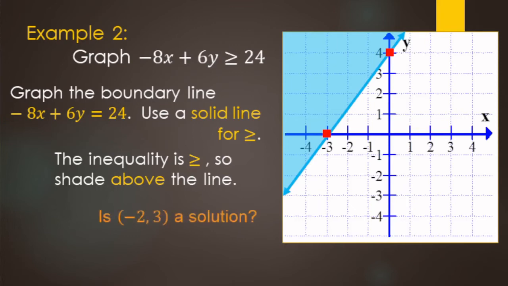Some quick questions here. Is negative 2, 3 a solution? Well, let's look. Negative 2, 3 is going to be right there. It's in the shaded area. So yes, that is going to be a solution. What about the ordered pair 3, 1? 3 for the x, 1 for the y. Well, that's going to be here. It's not in the shaded area, so no, not going to be a solution. Last one, 0, 4. There's 0, 4 right here. It's on the line. Since it is or equal to, any ordered pair on the line is, yes, a solution.